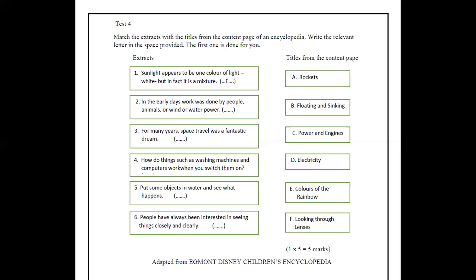So the second one: in the early days, work was done by people, animals, or wind or water power. So in the early days they were working by the use of animals, wind and water power. But now what are we using? We are using electricity for the work. Yes, definitely. So the correct answer is D, electricity.